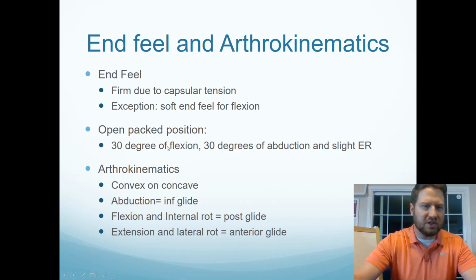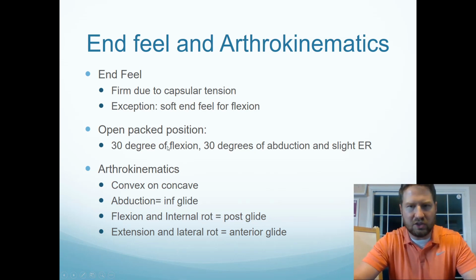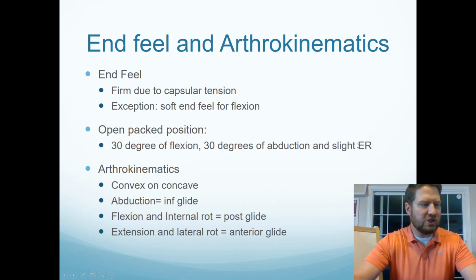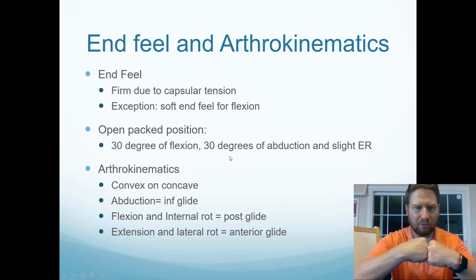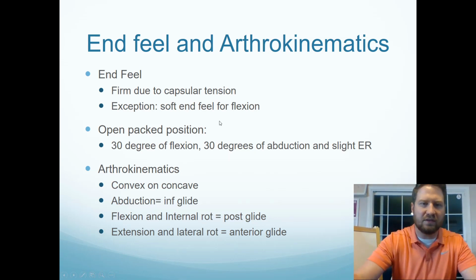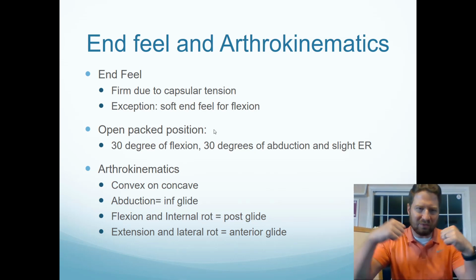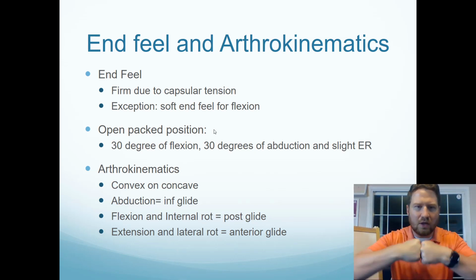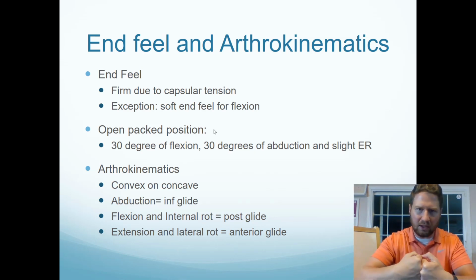The open pack position is 30 degrees of flexion, 30 degrees of abduction, and slight external rotation. When Miss Jen was doing her hip mobs today, that is the exact position she was putting her daughter in. Remember, open pack position is when there's maximum incongruency, or maximal separation, of the two joint surfaces. Closed pack position is our dangerous position, because that is where the joint surfaces and the ligaments are all as tight and as close as can be.